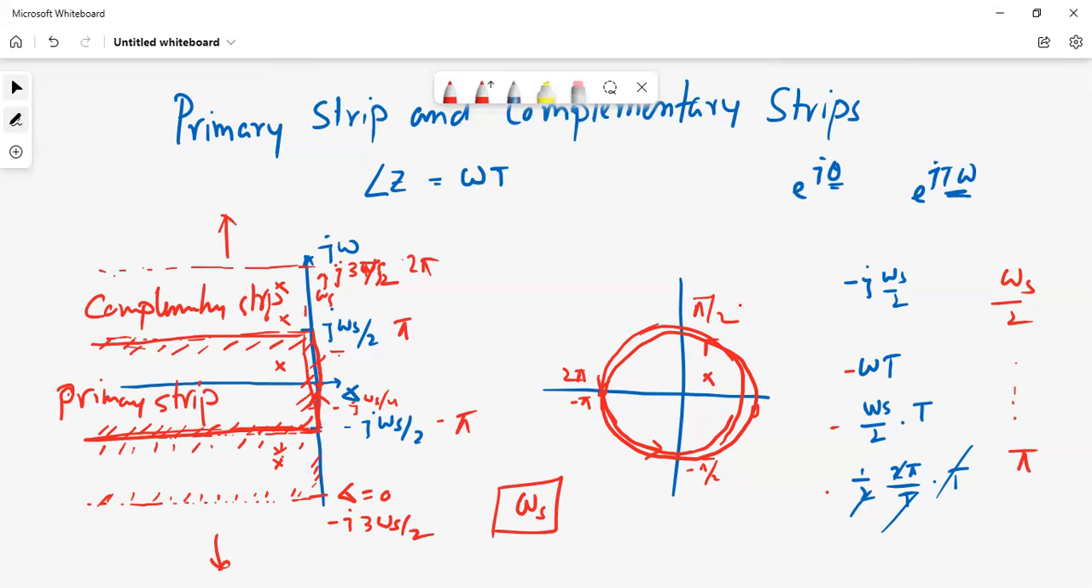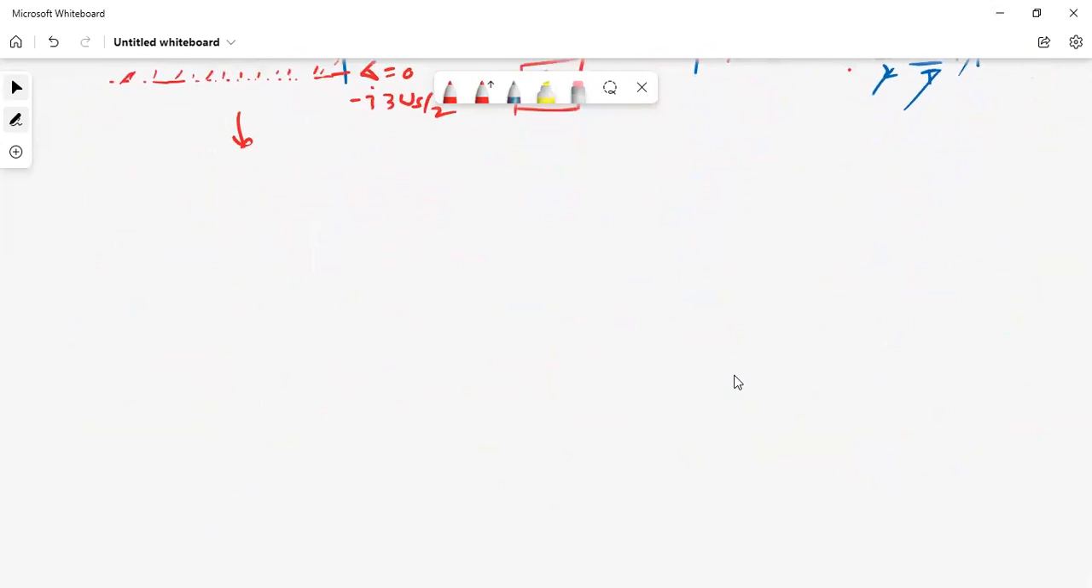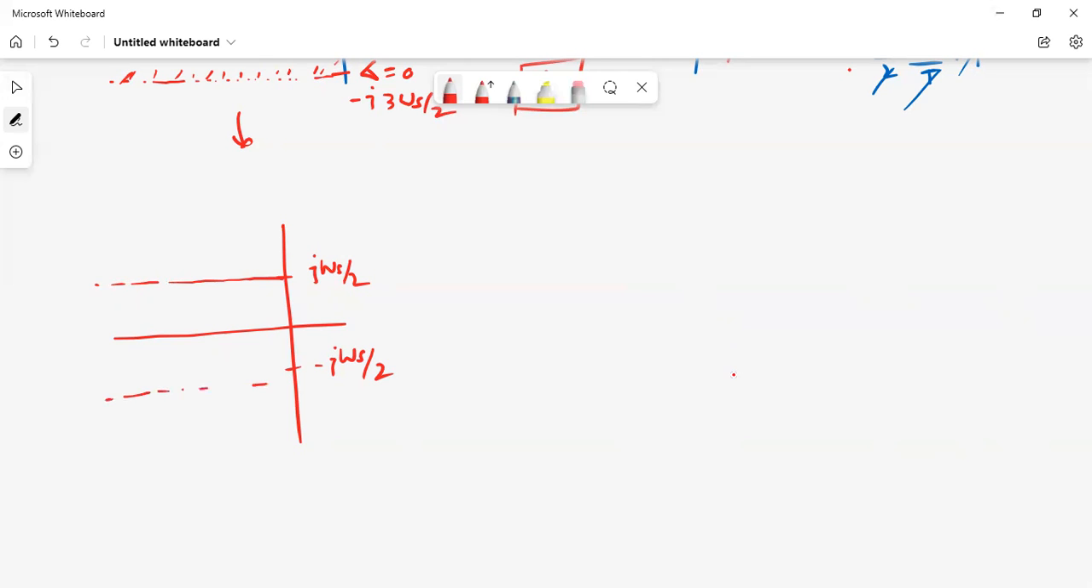Okay, so since we have already drawn the primary strip, how can we map the entire primary strip into the Z plane? So say that this is our primary strip, from j omega s by 2 to minus j omega s by 2. So this is our primary strip, the entire primary strip. Okay, so just consider this one. Let's say we start from this location 1, then we go up to this one 2, then we go to 3, then we go to 4.